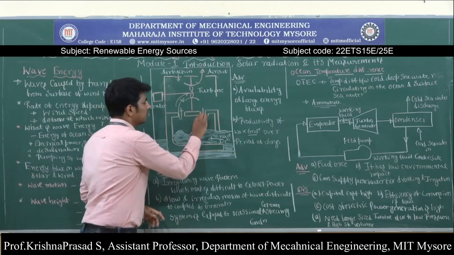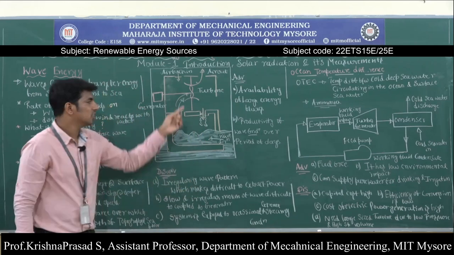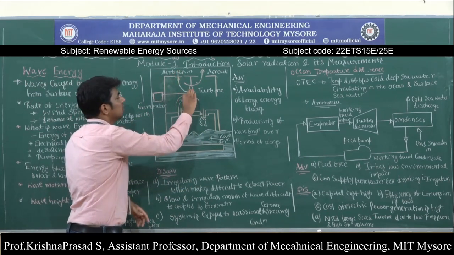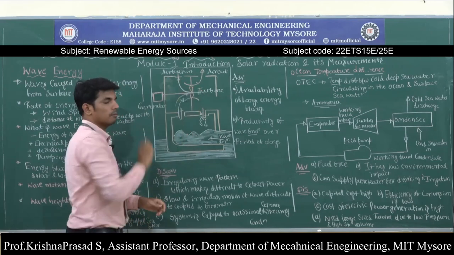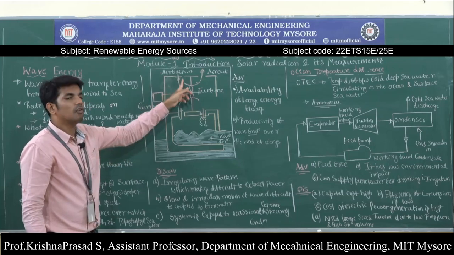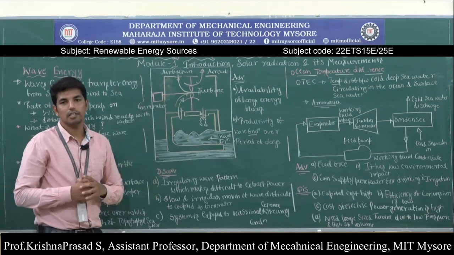Similarly, when water drops down, what happens? Suction is created in the upper chamber, hence the air flows back in. This again turns the turbine to generate electricity in the form of rotation of the shaft. So this is the simple working of wave energy.